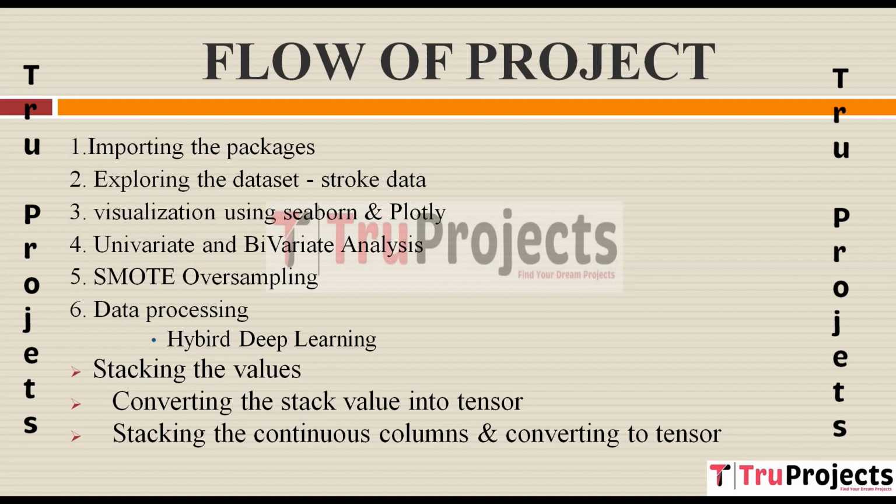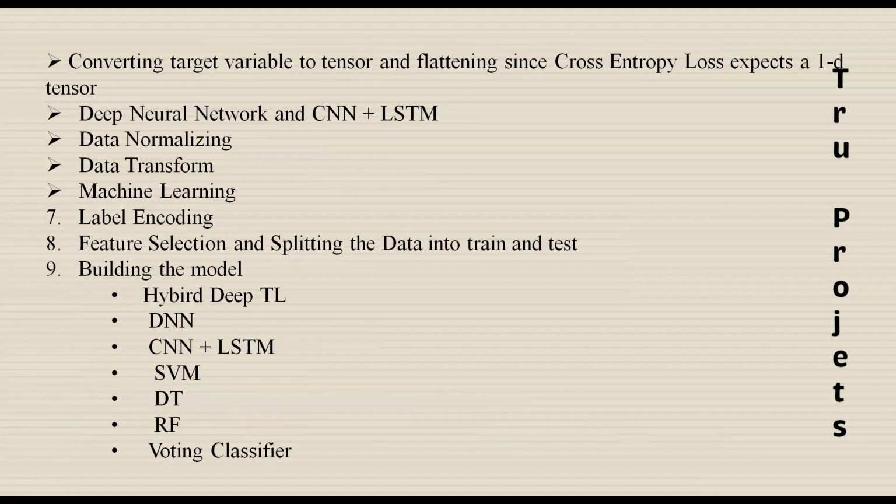Stacking the continuous columns and converting to tensor. This step specifically involves stacking and converting continuous numerical features into tensors. It ensures that numerical data is in a suitable format for deep learning models.